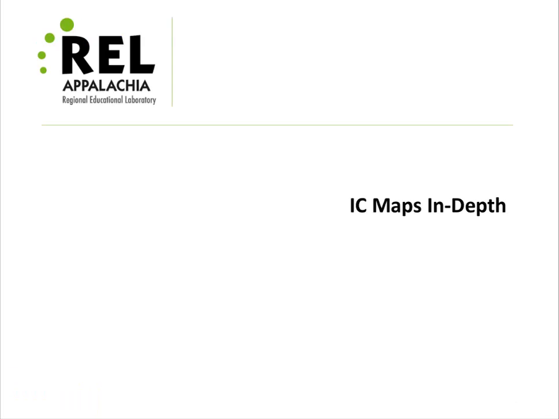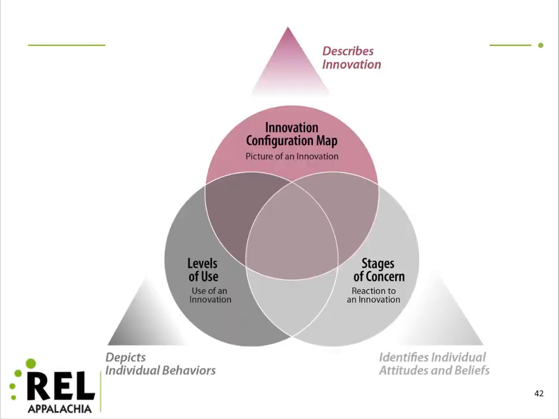Okay, we'll move on then. We're going to talk a little bit now more in depth about IC maps, since that is our focus today. Once again, here's our graphic. This time we're highlighting that innovation configuration map dimension. Remember, it provides us a clear picture, clear description of the innovation, the new program, the new practice.